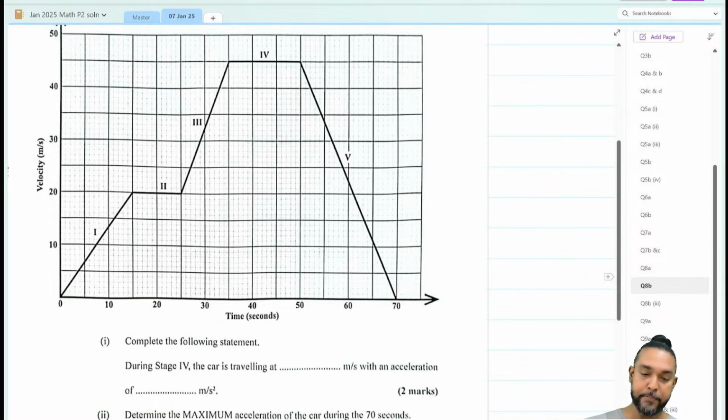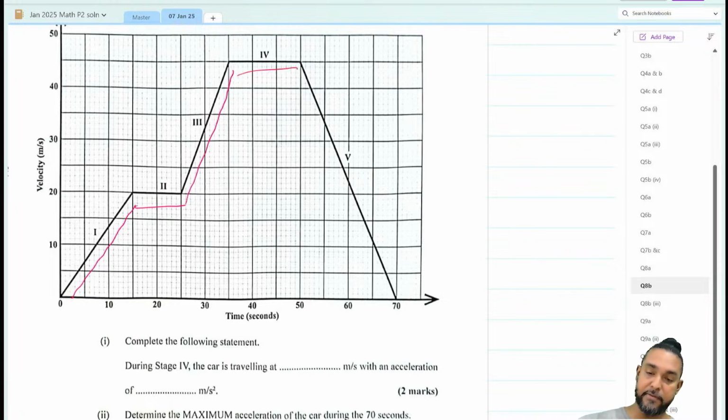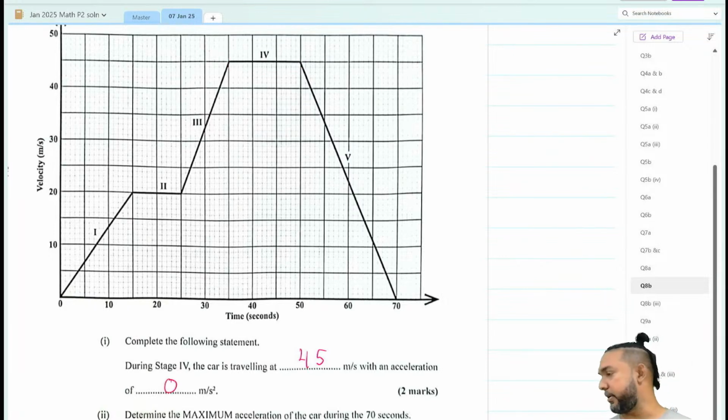Okay, 1, 2, 3, 4. So this is velocity and time. When the velocity is increasing, that's acceleration. When it's flat, it's constant velocity, right? Acceleration, constant velocity, and then deceleration. So 1 and 3 are acceleration, 2 and 4 are constant velocity, and 5 is deceleration. So during stage 4, the car is traveling at 45 meters per second with an acceleration of 0. During stage 4, if it's a constant velocity, there's no acceleration, 0 meters per second squared.